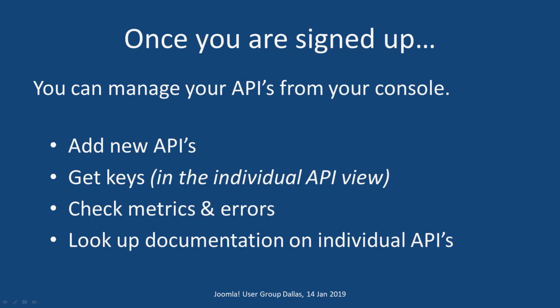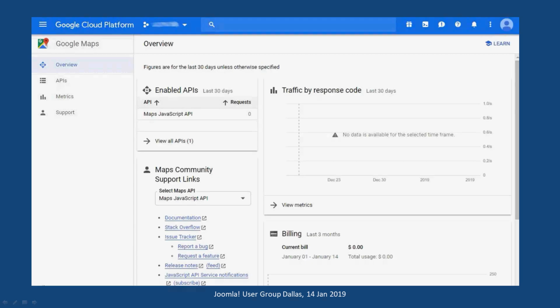Okay, once you're signed up, you can manage your APIs from your console. And those are some of the things you can do. Let's look at some screenshots. Here's a screenshot of the overview in your console. In this particular account, we've only signed up for one API, the Maps JavaScript API, and frankly, for some of your components and plugins, that may be the only one you need. Let's assume that is.